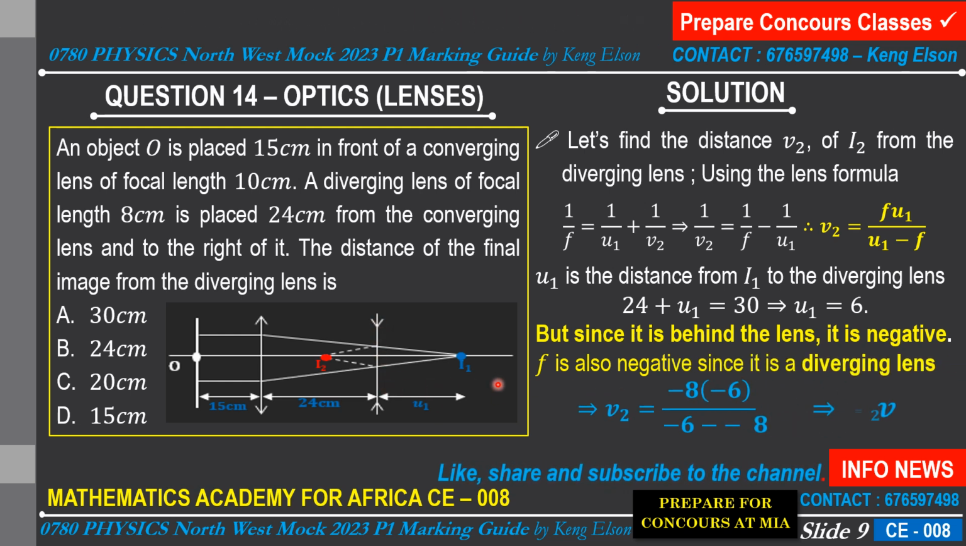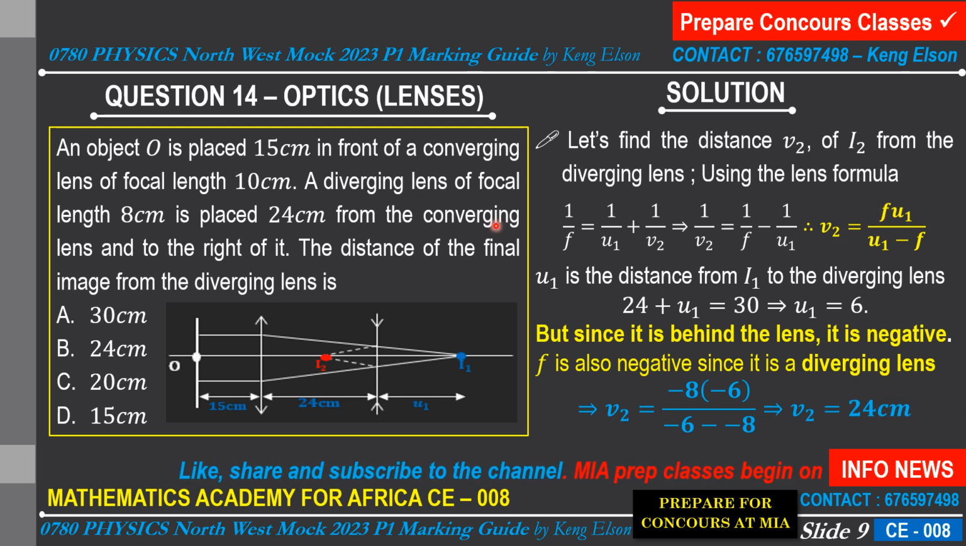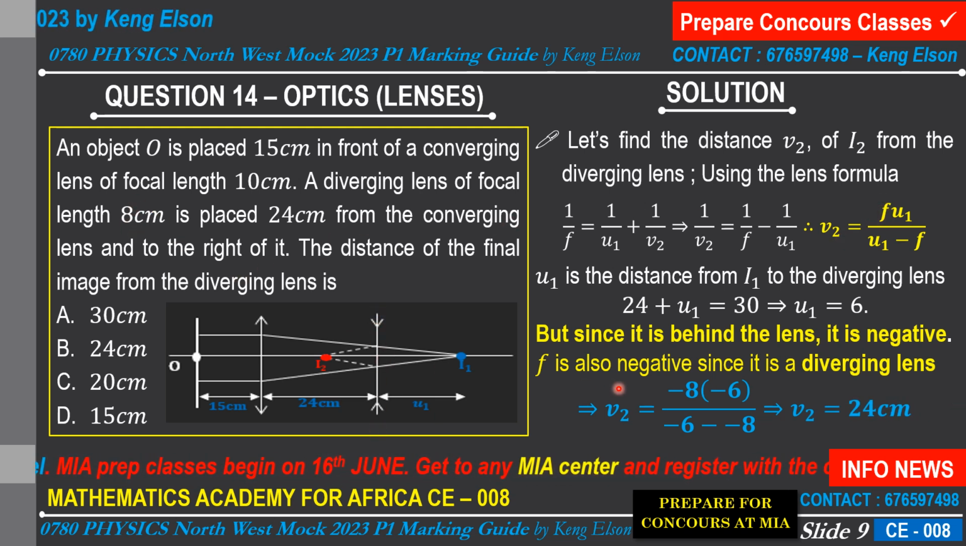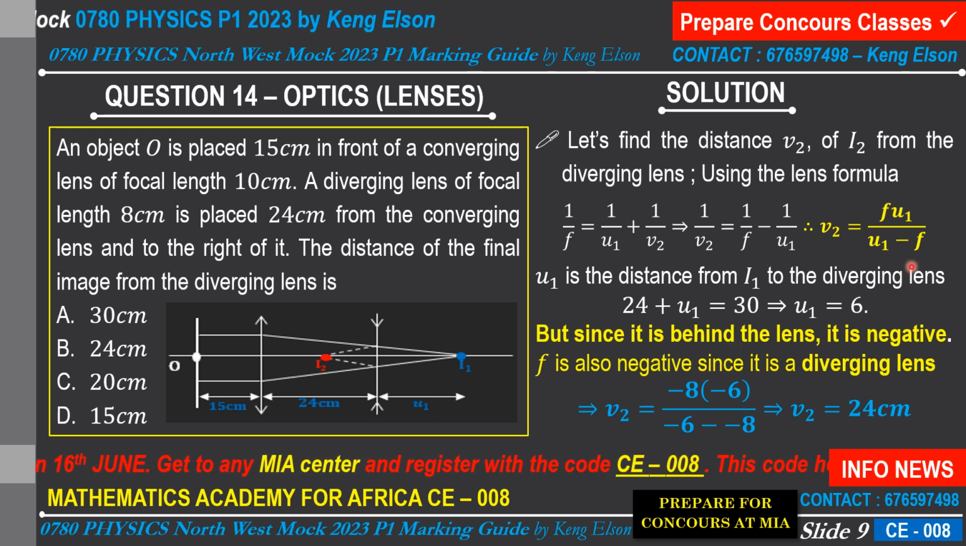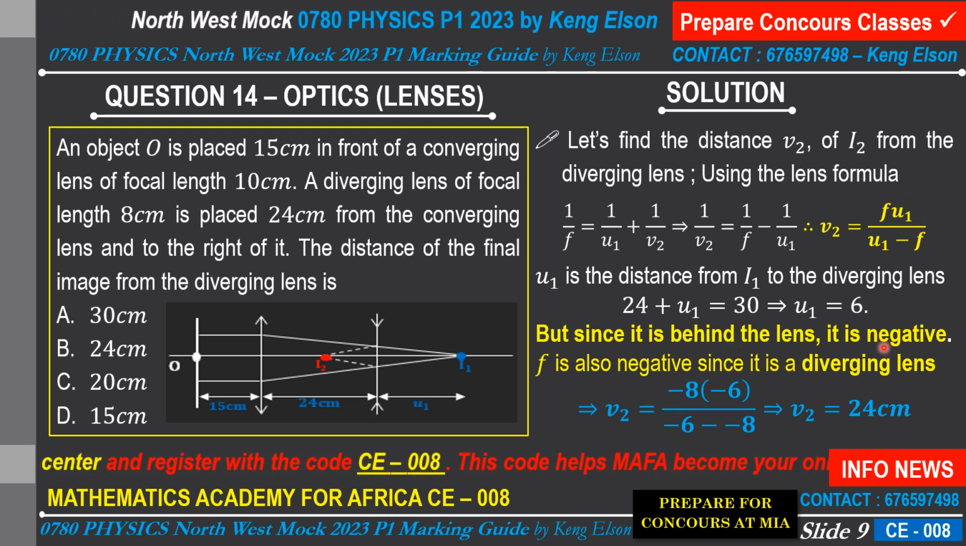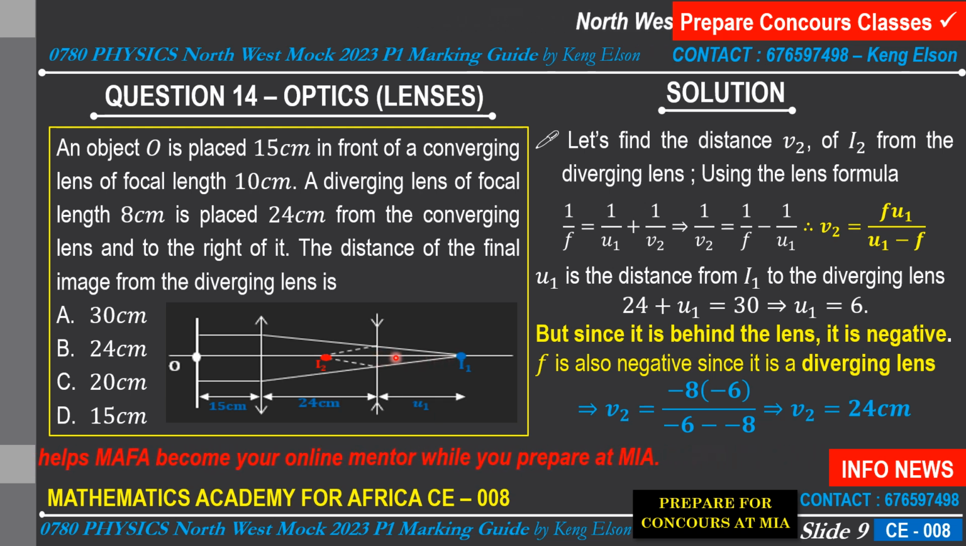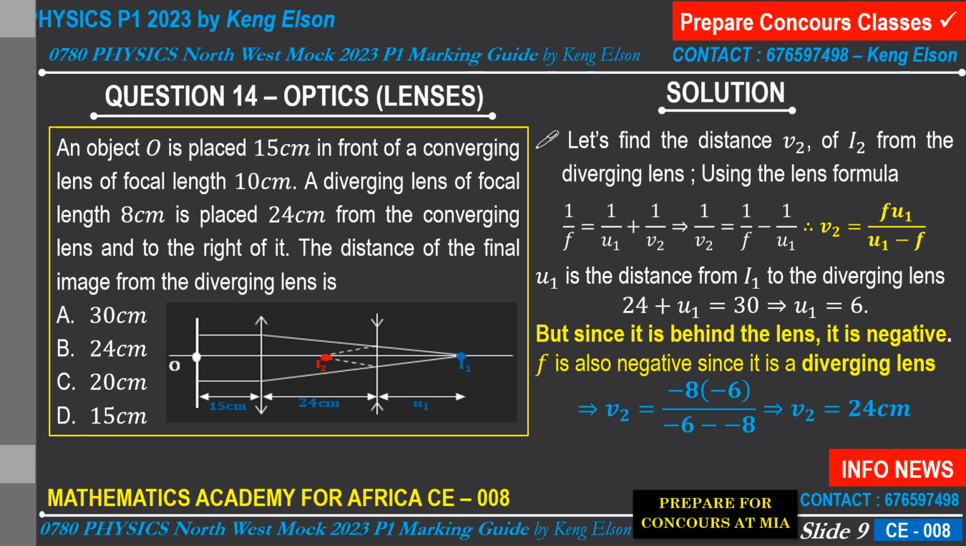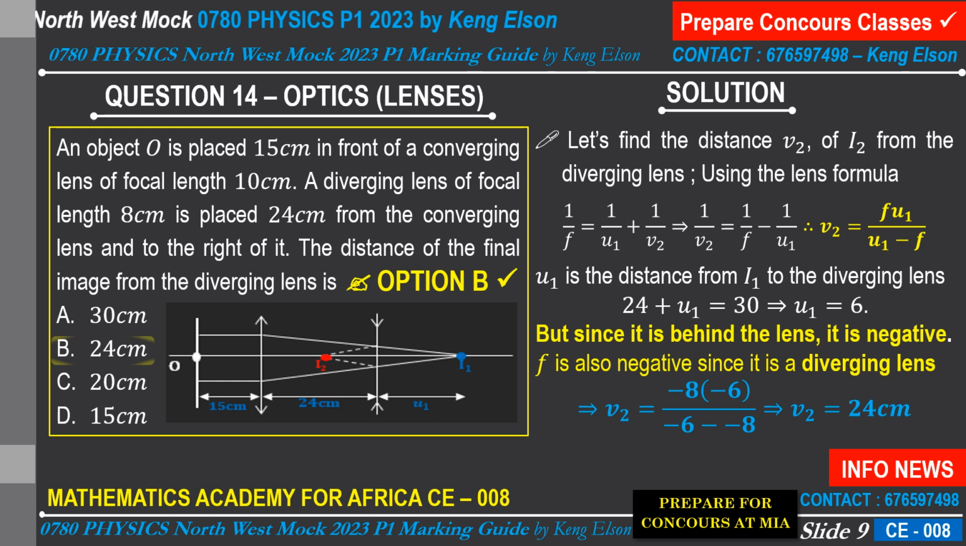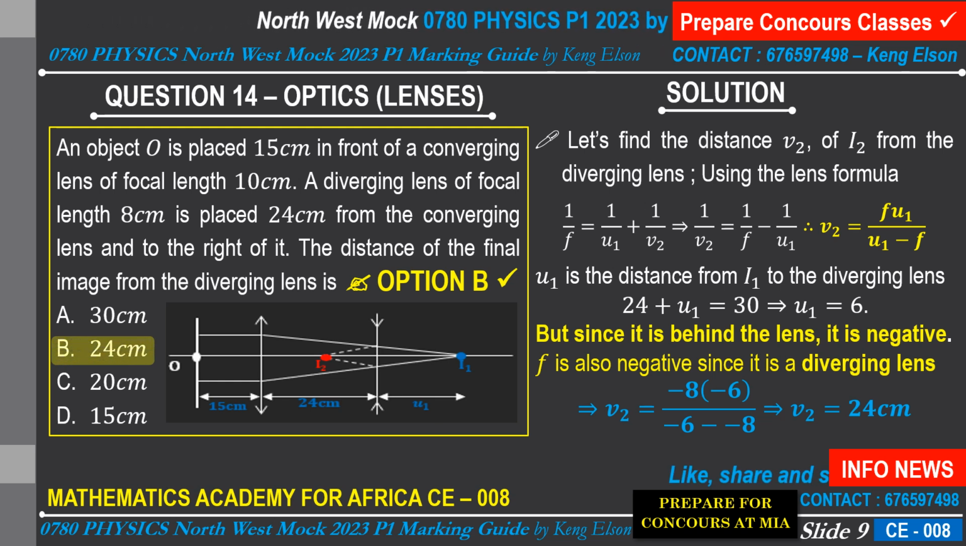So we just have to replace f with negative 8, because according to the equation the focal length was 8, but because it is a diverging lens it has to be negative. So negative 8 times, what is your u1? Your u1 is negative 6 because we take it as negative since it is behind the diverging lens. Now your u1 is negative 6, then minus negative 8. Simplifying, you are going to get 24 centimeters. This tells us that option B is correct.